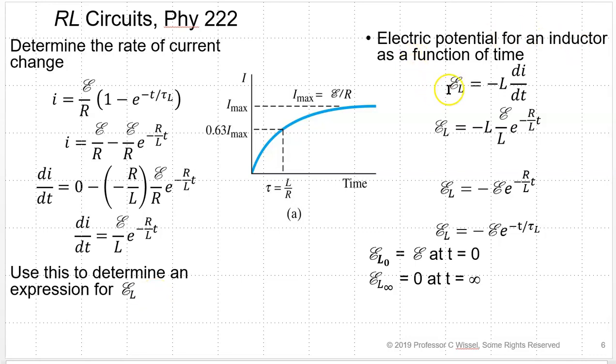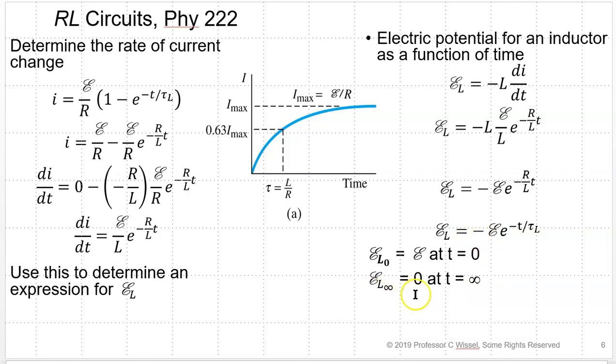We know that EL equals minus L di dt, and then we can plug in for di dt. EL equals minus L times E over L times the exponent minus R over L times T. And then we can do a little bit of simplification. EL equals minus E times the exponent minus R over L times T. Now, of course, this is just the time constant, or one over the time constant. So EL is then minus the E, that's the EMF of the battery, times the exponent of minus T over tau L. And notice that the EL at time t equals 0 is just E of the battery, which we just said is actually minus E, but the magnitude is just E.